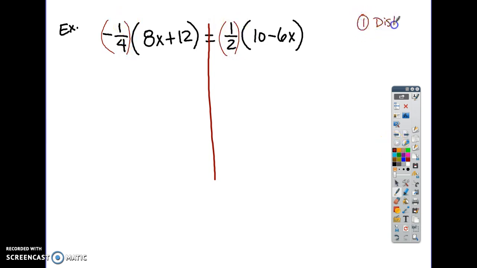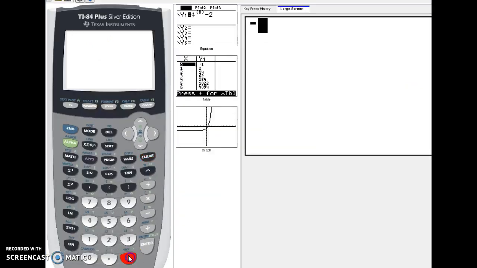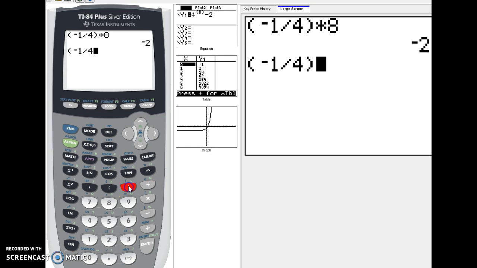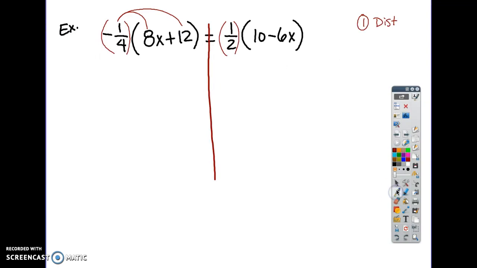Step 1 is distribute. So you have to distribute the negative 1/4 here and here. So you have to put negative 1/4 in the calculator times 8 and negative 1/4 in the calculator times 12. So negative 1/4 times 8, don't forget to put it in parentheses, negative 1/4 times 8 gives me negative 2, and negative 1/4 times 12 gives me negative 3. So those are the numbers we're going to use. I have this, remember, gave me negative 2. Don't forget the x. And this times this gave me negative 3.